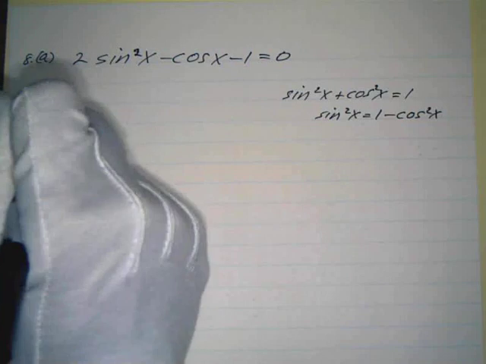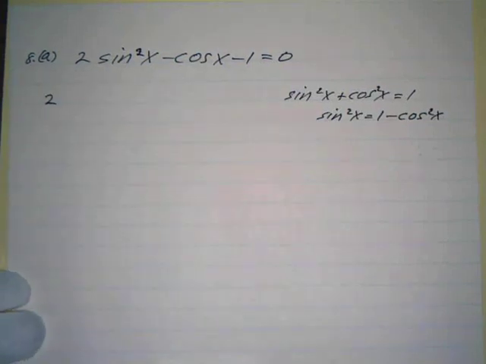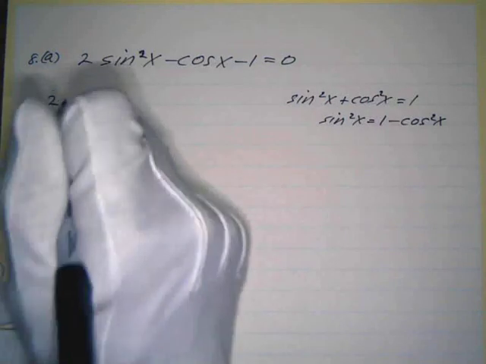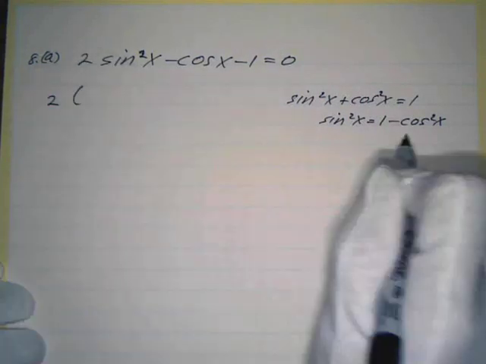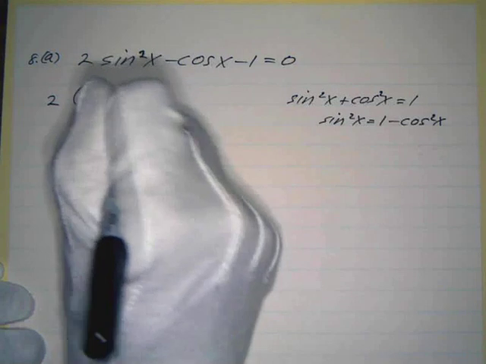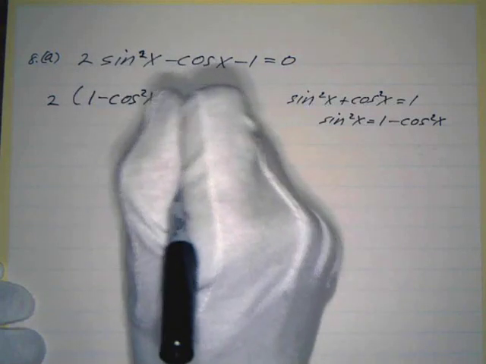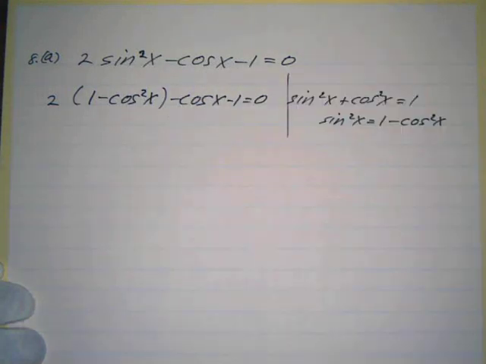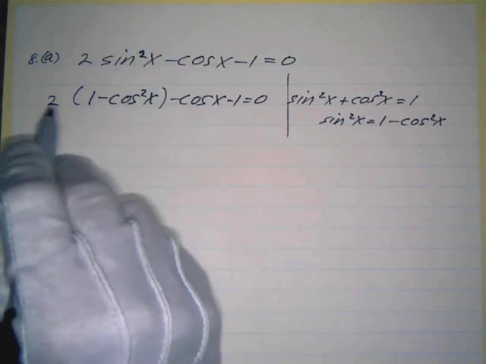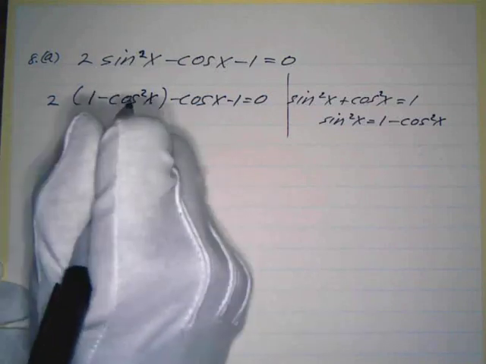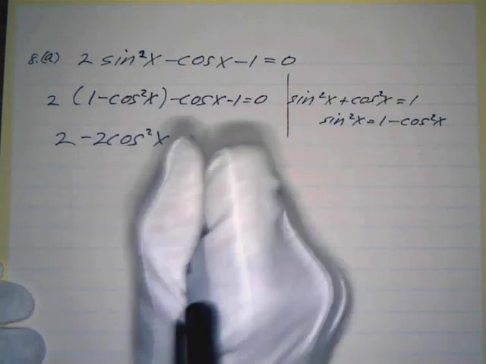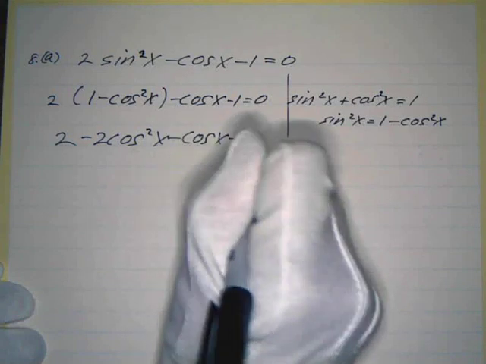So I'll rewrite this as 2, and instead of the sine squared, what I'm going to write is 1 minus the cosine squared of x, minus the cosine of x, minus 1 equals 0. And now I've got everything in cosine, so it's beginning to look like some of the problems we did previously, maybe in number 7. So I'll multiply out, distribute this 2, because I've got numerical and cosine terms in here. So I've got 2 minus 2 cosine squared of x minus the cosine of x minus 1 equals 0.